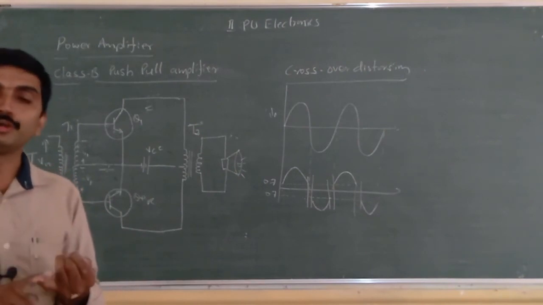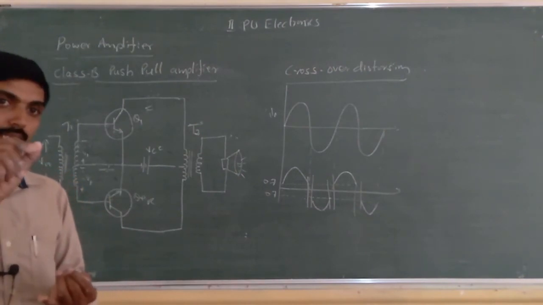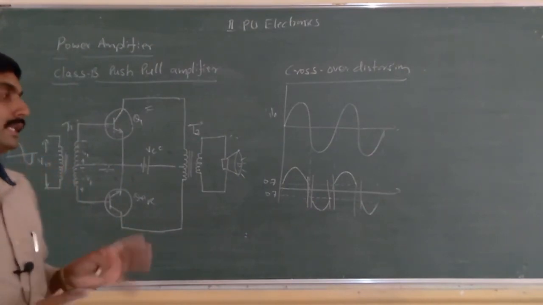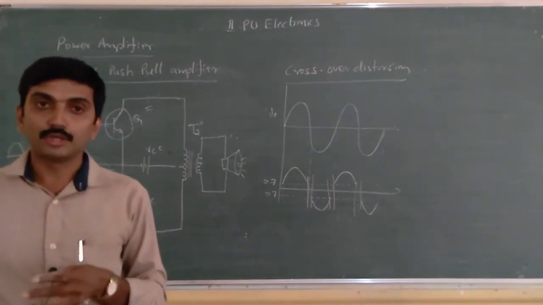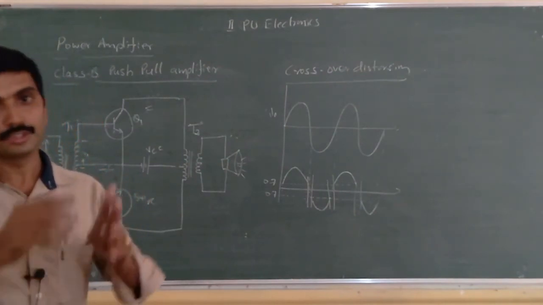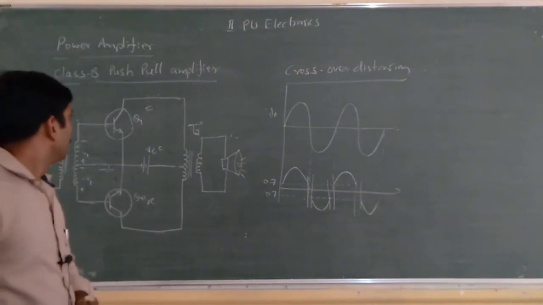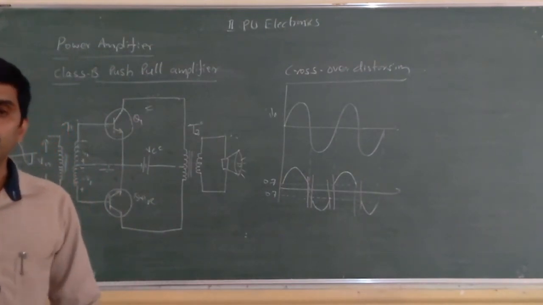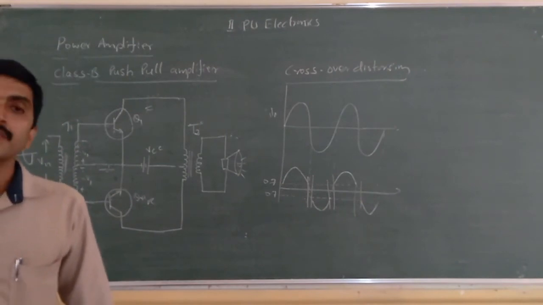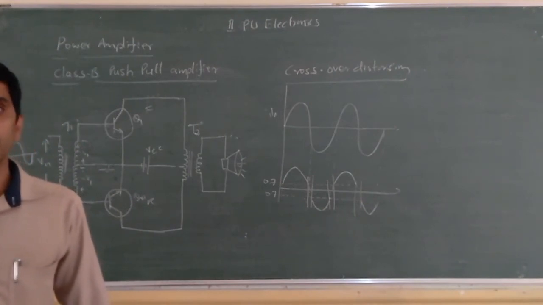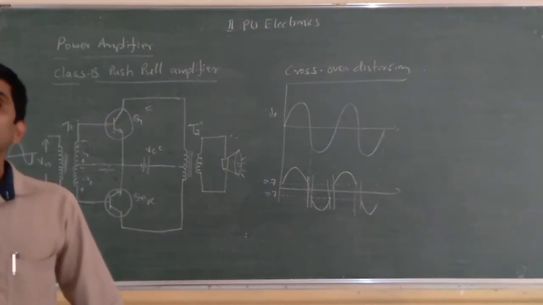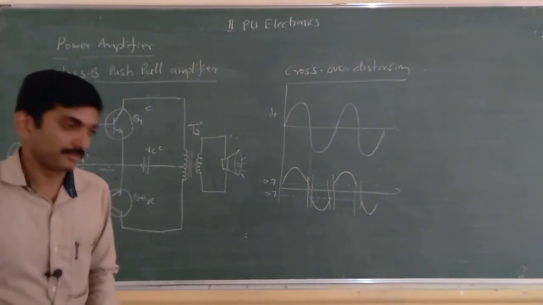First, according to the Q point, you have to mention it at the center, at the middle of cutoff, and below cutoff. Next, distortion. If the conduction angle is full, no distortion. If the conduction angle is reduced, distortion is increased. Next, efficiency. It is poor, 20 to 30% for class A, class B has 70 to 80%, class AB has above 30% and below 70%, and class C has above 80%.